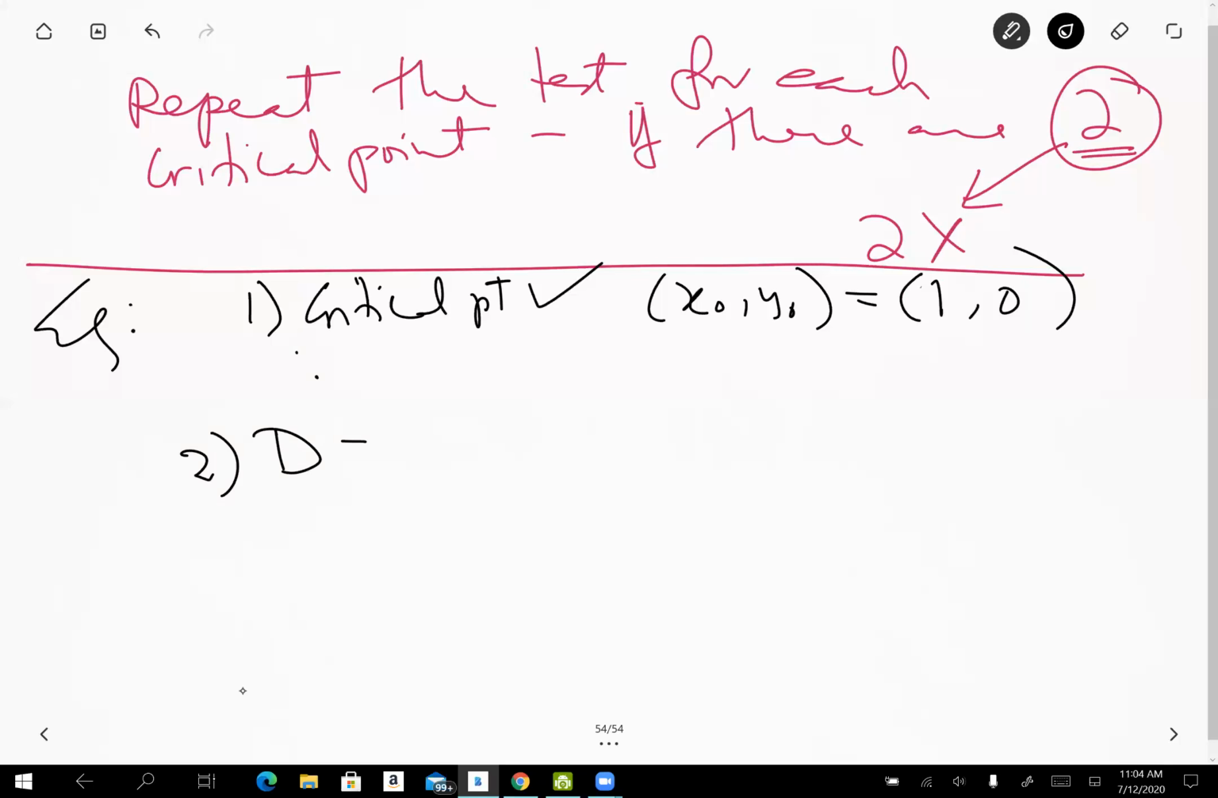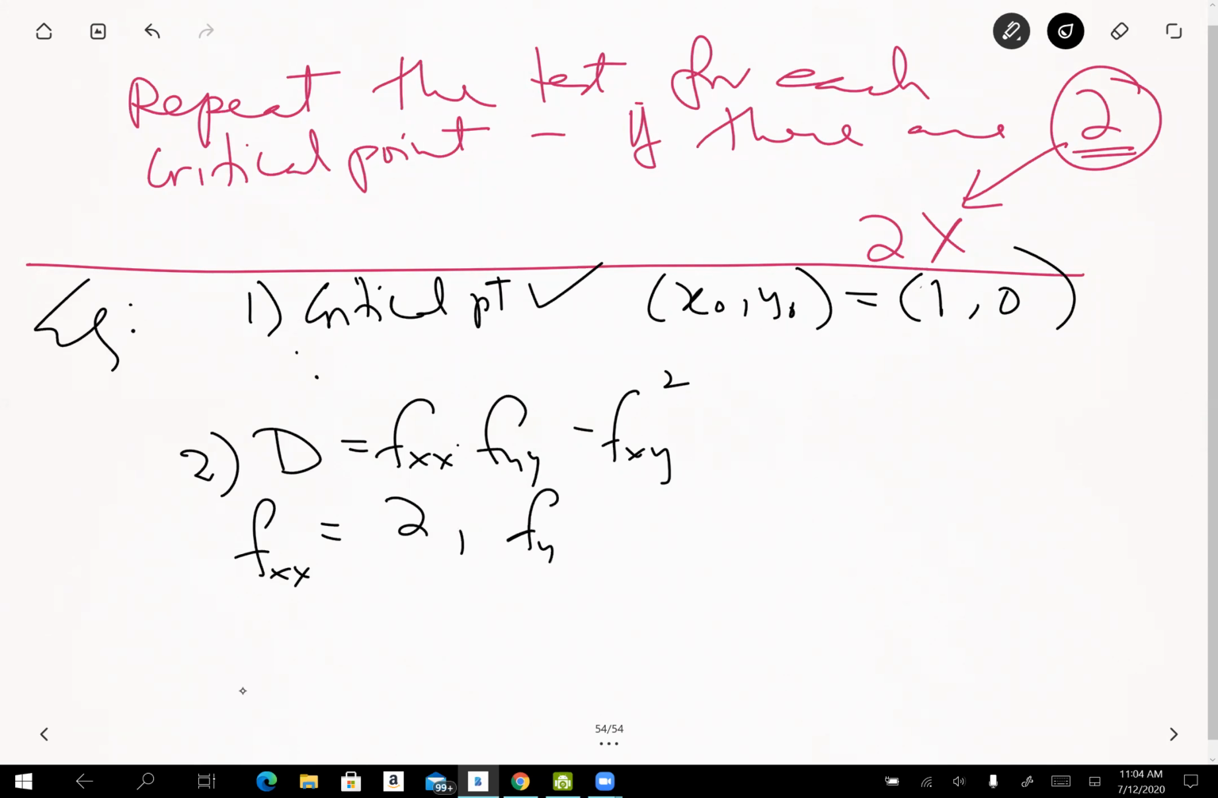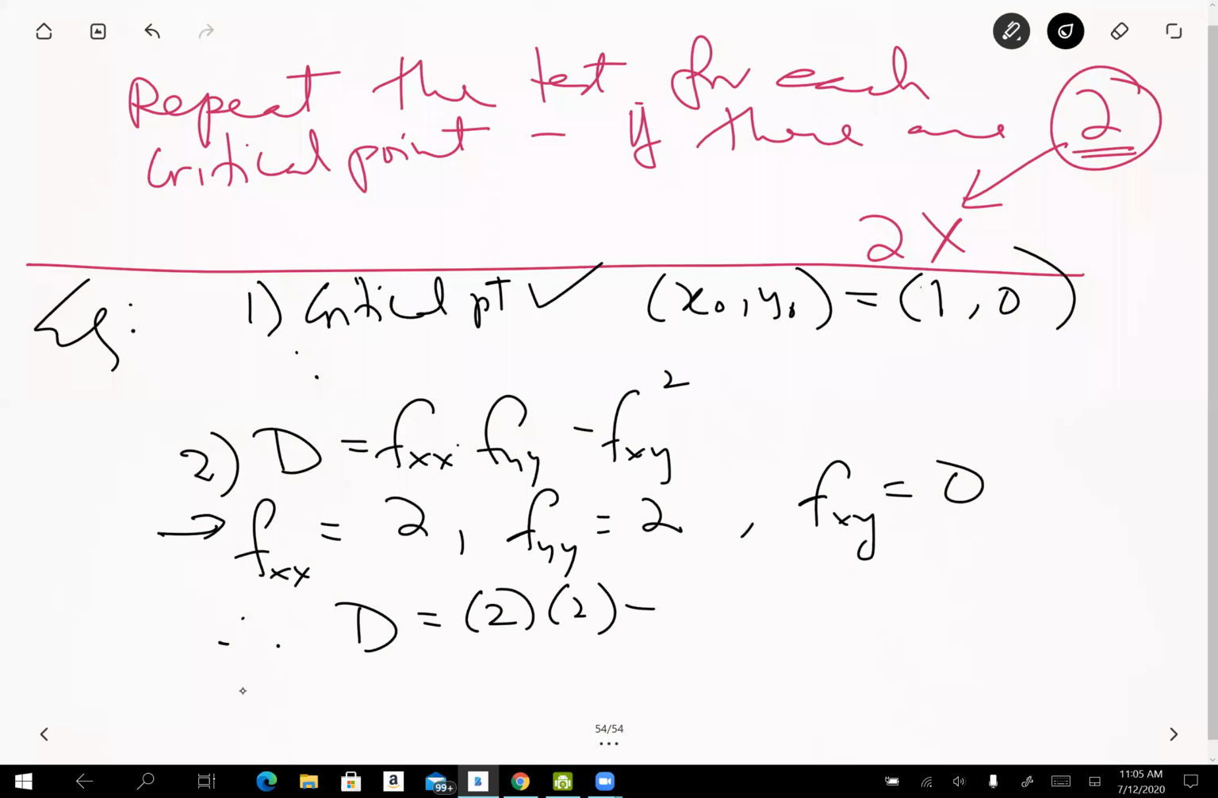So we know that D is equal to fxx times fyy minus fxy squared. So you need the second partials. Number one, fxx is equal to 2, fyy equal to 2. What is fxy? 0. Okay, so you got 0. Now everything here is a constant, so it's very straightforward. Therefore, D is equal to 2 times 2 minus 0, which is equal to 4.